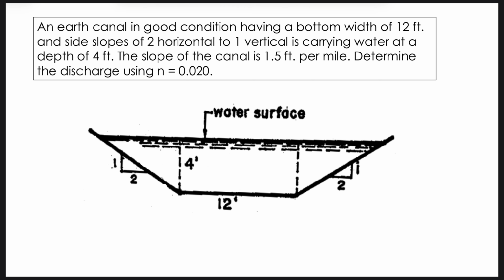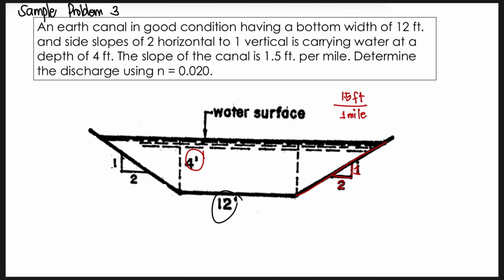Alright, so let's proceed with sample problem number 3. An earth canal in good condition having a bottom width of 12 feet and side slope of 2 horizontal. So, ito po yung side slope niya. And then 1 vertical. So, meron daw itong 1 tsaka 2 slope. Side slope. Ayan po yung ratio niya dito. Is carrying water at a depth of 4 feet. Ito po. The slope of canal is 1.5 feet per 1 mile.